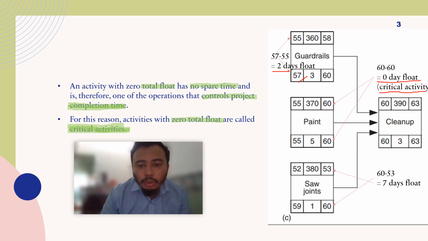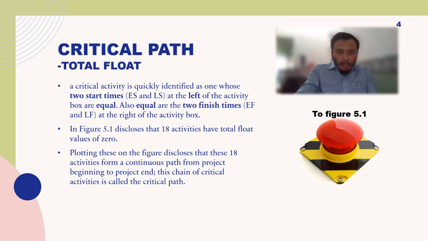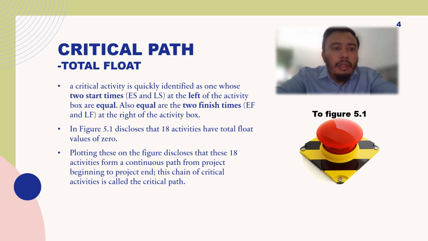Let's look at another example. Saw joints: the latest start is 59 minus the earliest start of day 52, so you get 7 days of float. So these two examples are activities that have float or leeway. These activities are not critical, and the critical activity will be painting. This is your critical activity, on the critical path.